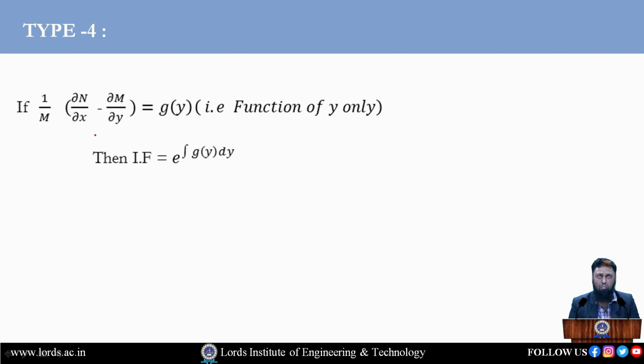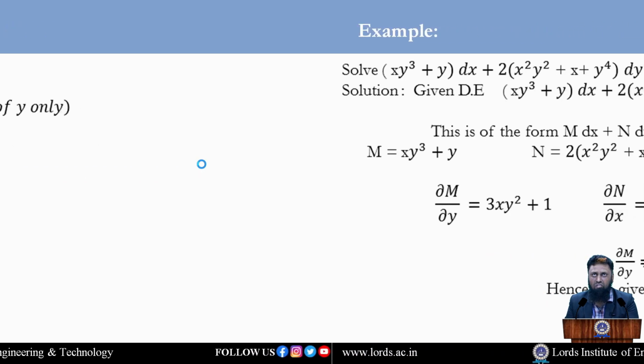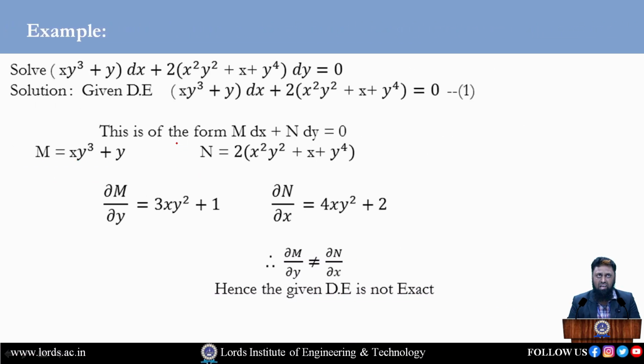Type 4 is 1 by m into dou n by dou x minus dou m by dou y equal to g of y. Here you get a function of y. Then the integrating factor formula is e power integration of g of y dy. Now we will solve one problem so you can understand clearly. Solve (xy cube plus y) dx plus (2 into x square y square plus x plus y power 4) dy equal to 0.